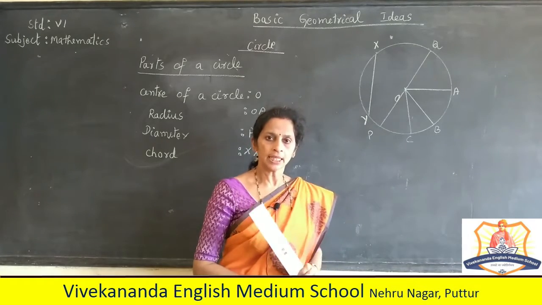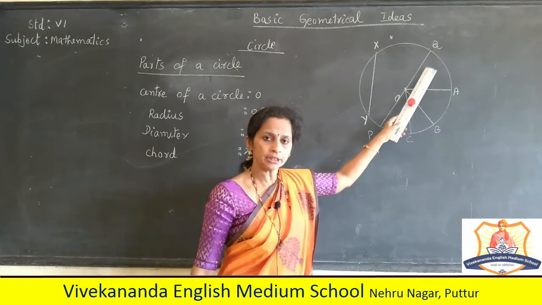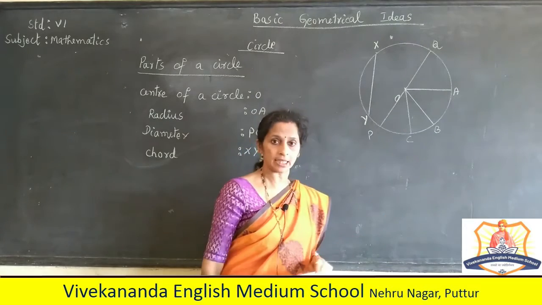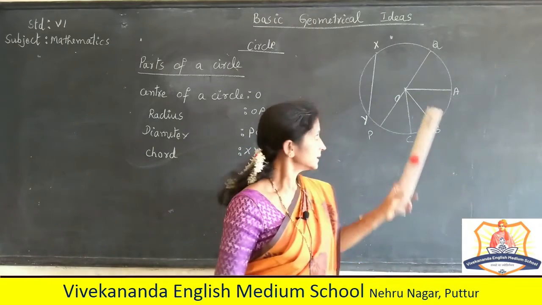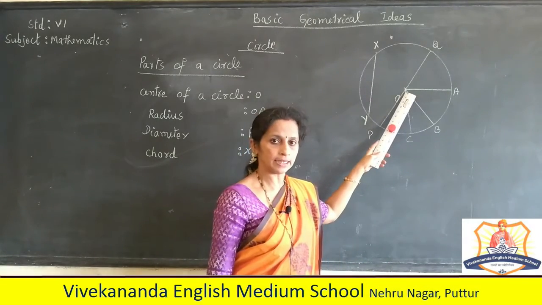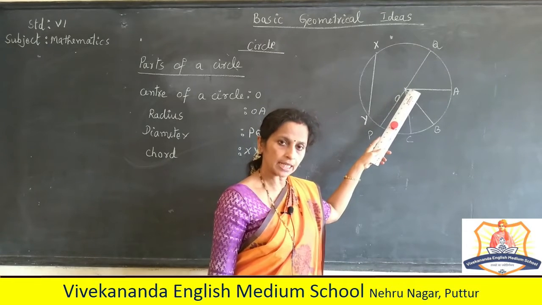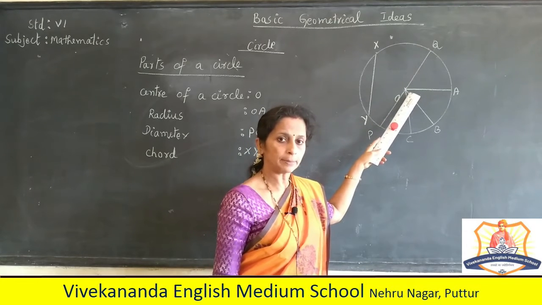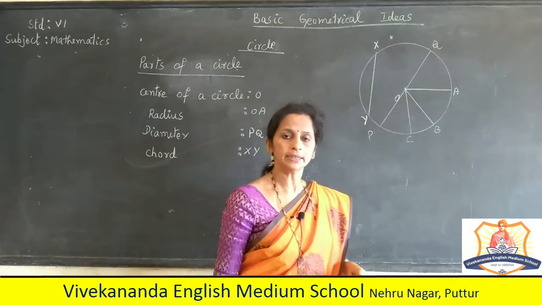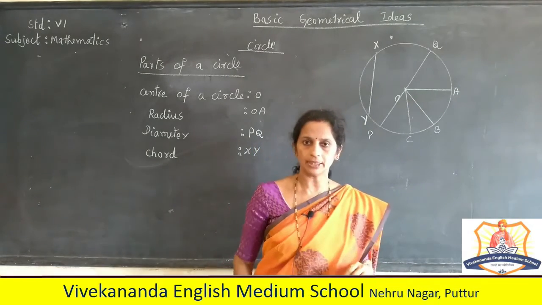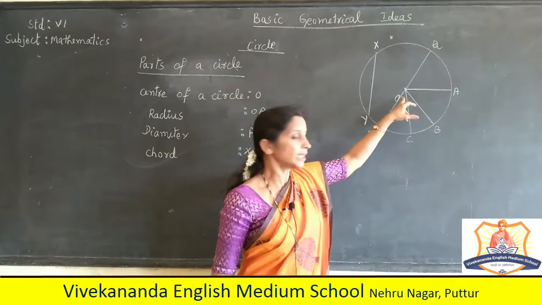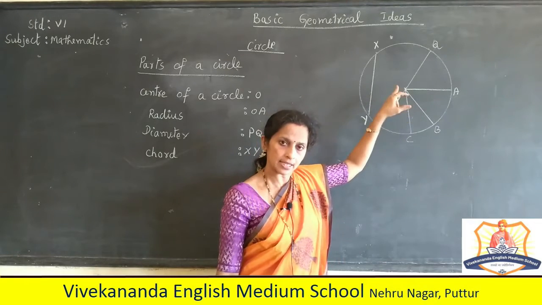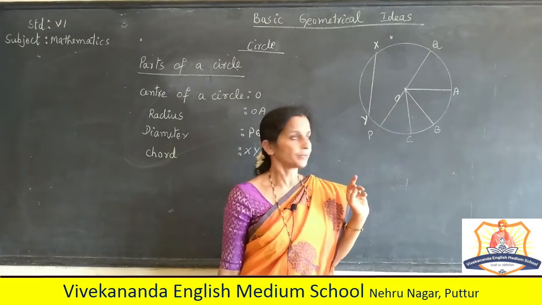Now you can see this is also a line which joins the 2 points on the circle, but this is the line which passes through the center. So this is also a chord, but it passes through the center. So we can redefine the diameter: the longest chord in a circle is also a diameter.